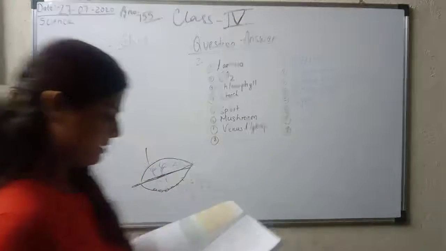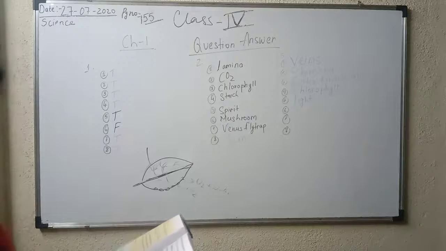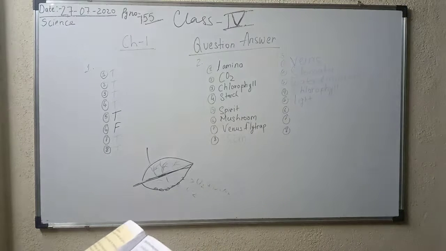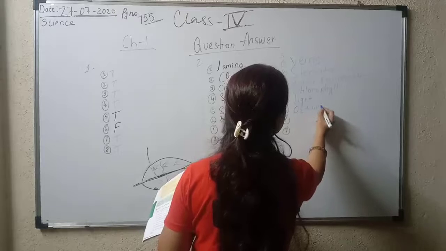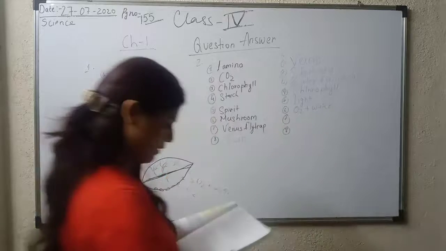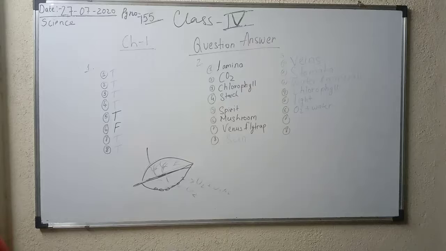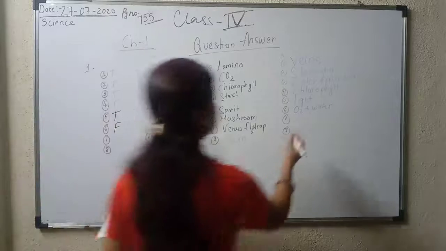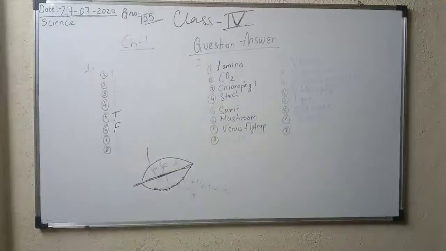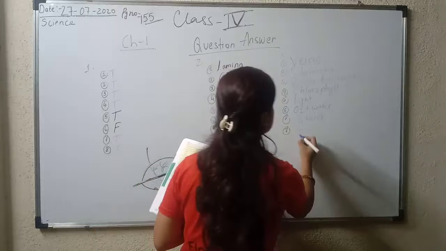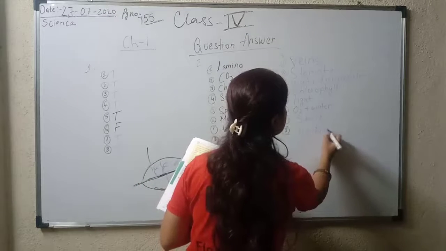Now question number 6: the leaf gives out dash and dash during photosynthesis. The leaf gives out O2, or you can write O2 plus water, during the process of photosynthesis. The seventh one is iodine turns what into blue? Starch present in the leaf, iodine turns that starch into blue. The last question: energy flows from plants to herbivorous animals.